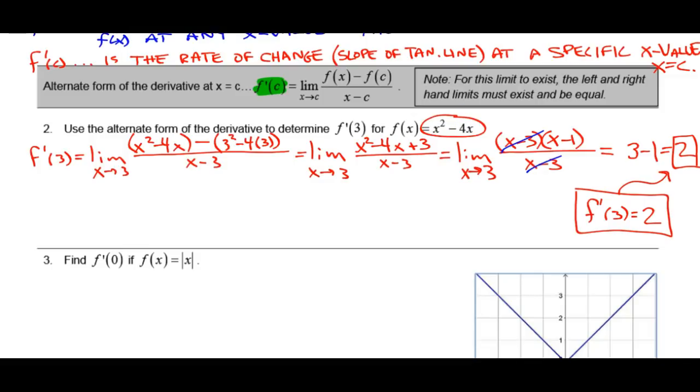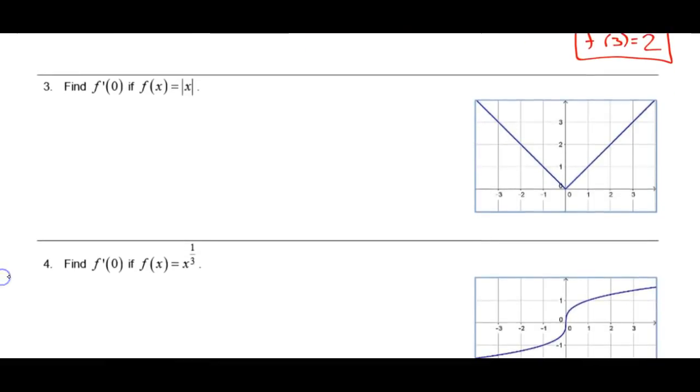All right, we're going to move on now. Example 3. Find f prime of 0 if f of x equals the absolute value of x. Okay, we're live. So, f prime of 0, using the alternate form of the definition of the derivative, the limit as x goes to 0 of f of x minus f of 0 all over x minus 0. Double check and make sure that that matches the gray box above. I believe it does. So let's substitute in what we know.